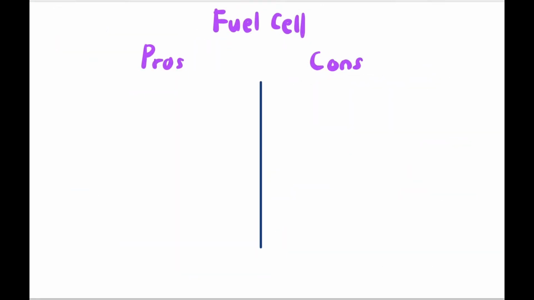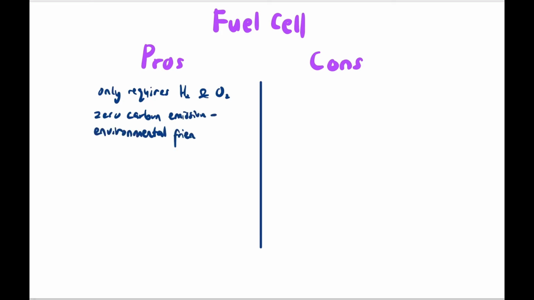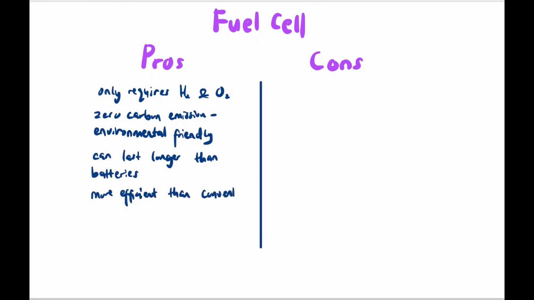Now let's have a look at the fuel cell punya pros and cons. Okay, first kali dia punya pro dulu. They only require H2 dan O2 gas. Therefore, zero carbon emission, which means environmental friendly. Bagus untuk alam sekitar. Also, they can last longer than battery and they can be more efficient than conventional combustion engine.